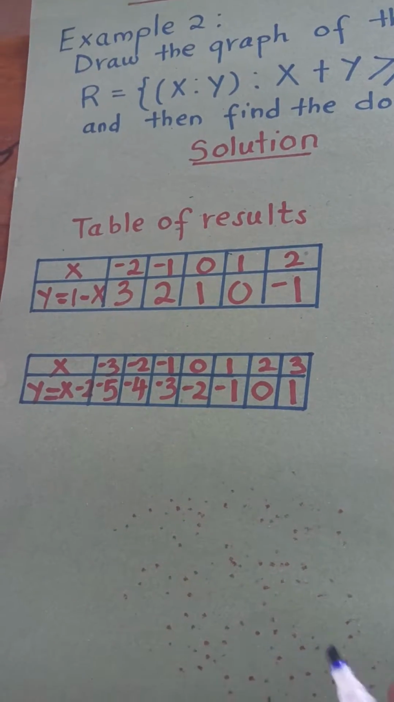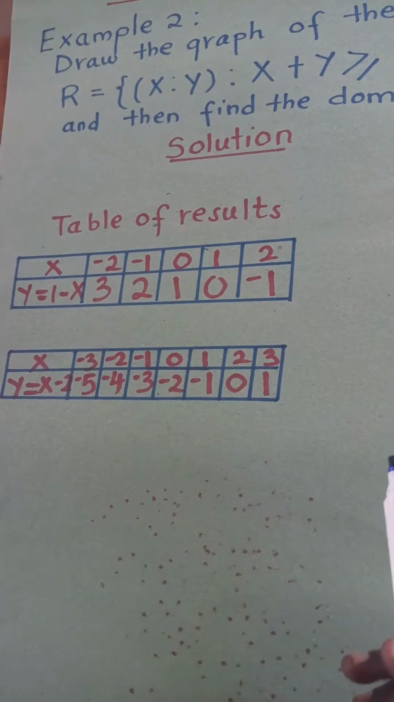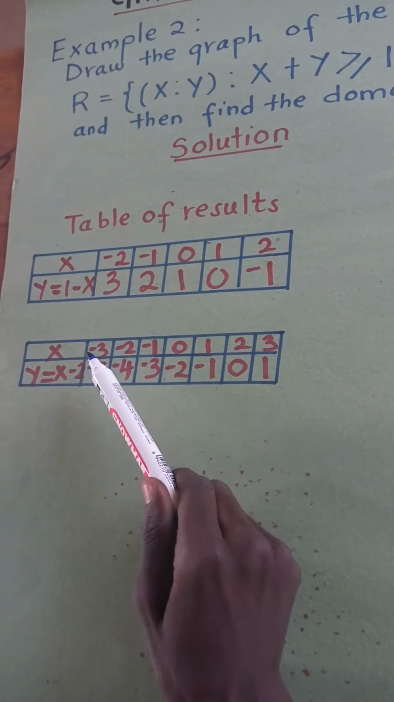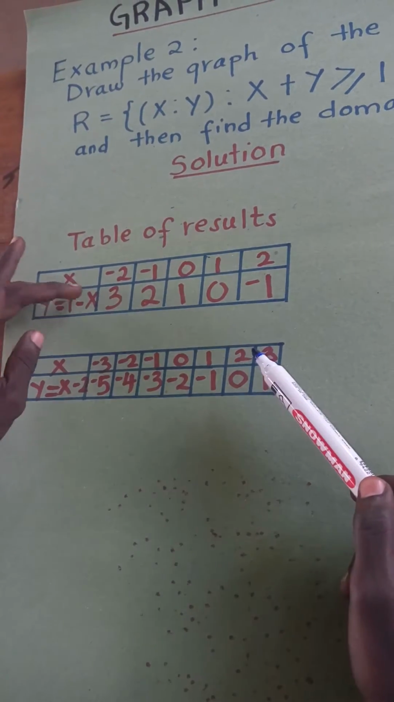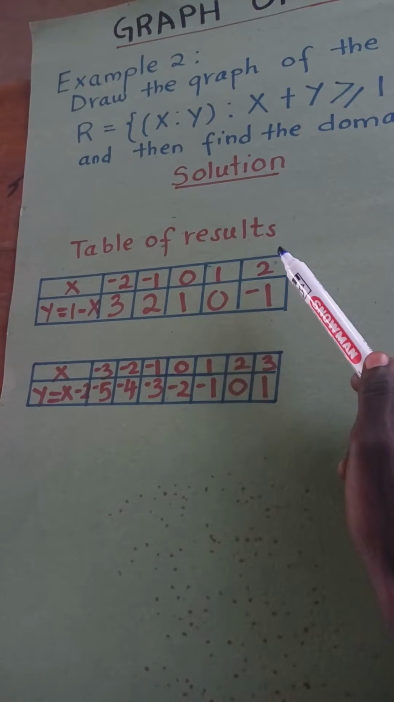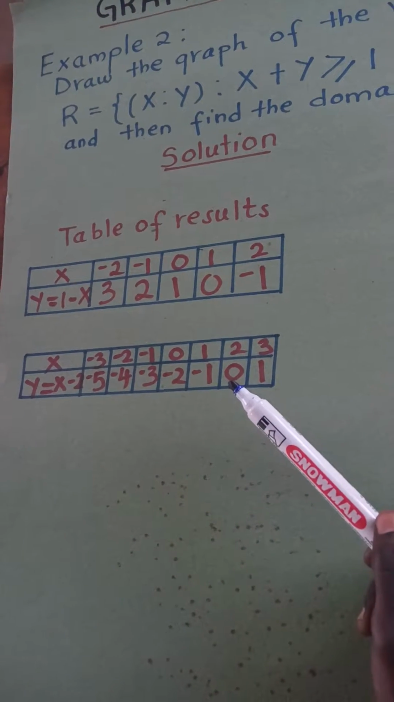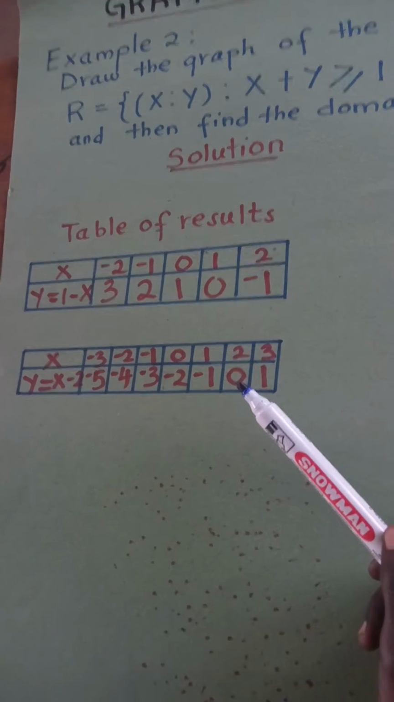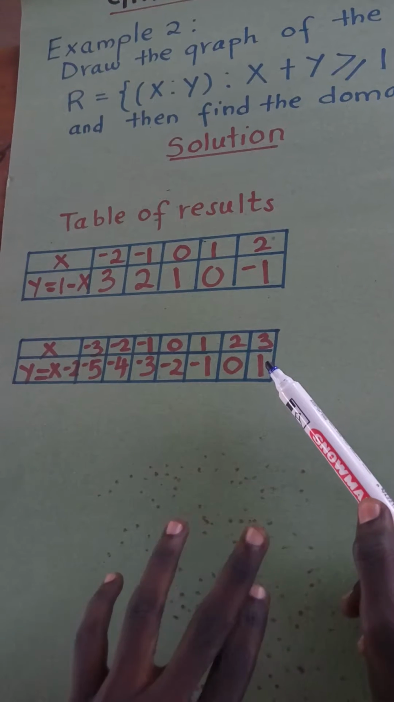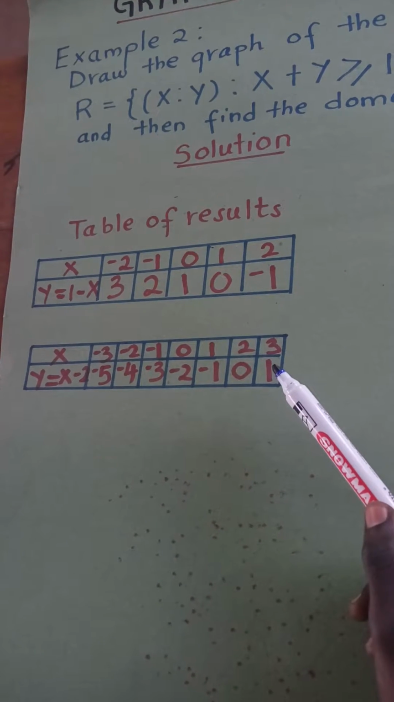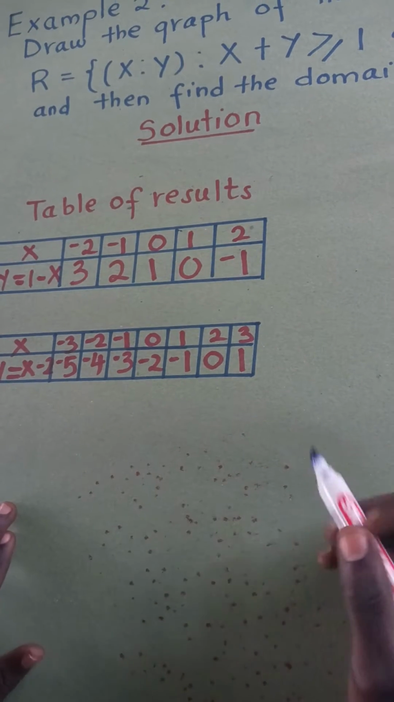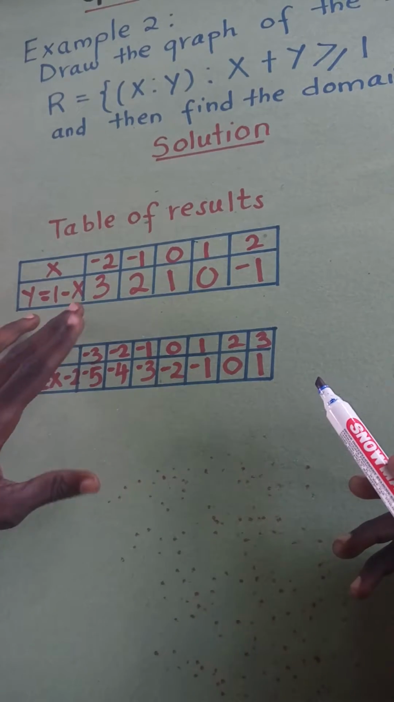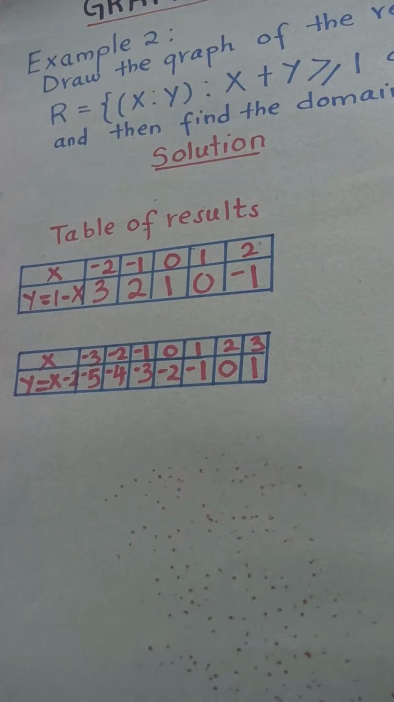Okay, dear students, we're going to use the table of results so as to draw the graph. Here we have negative 3 up to 3. Here we have negative 2 up to 2. So the smallest x is negative 3 and the greatest x is 3. And the smallest y is negative 5 and the greatest y is 3. So we're going to represent this in a graph.